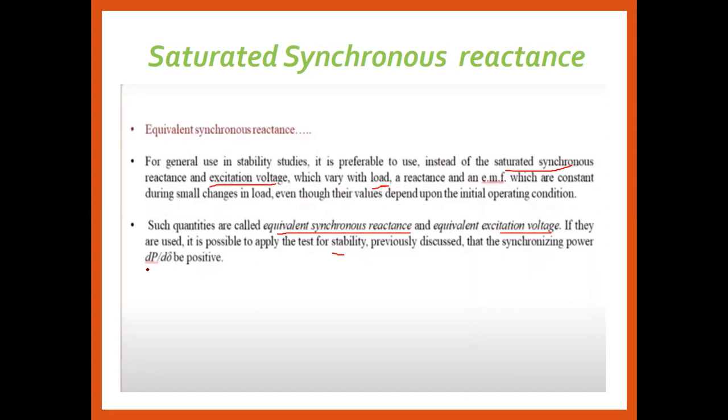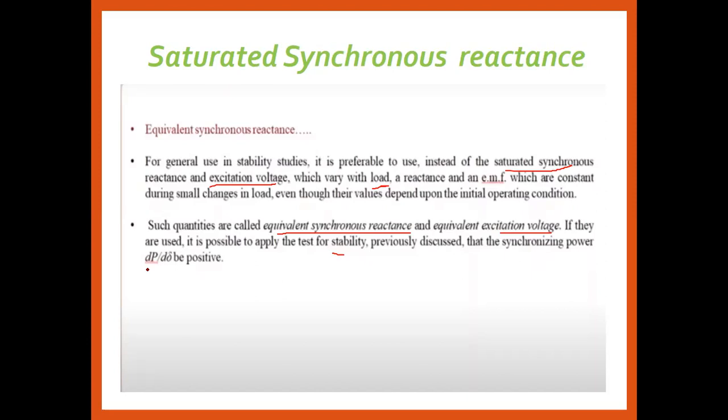Means what? What is happening to the power? The change of synchronizing power should be positive with respect to a small change in the load. It is generally used with the equivalent synchronous reactance and the equivalent excitation voltage.